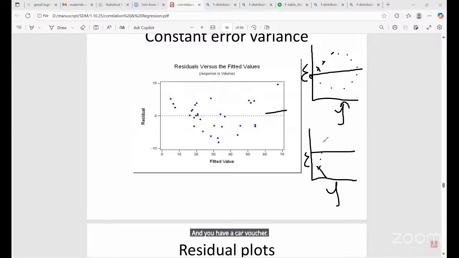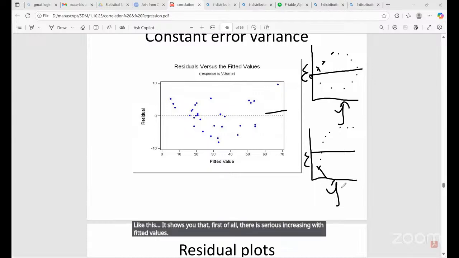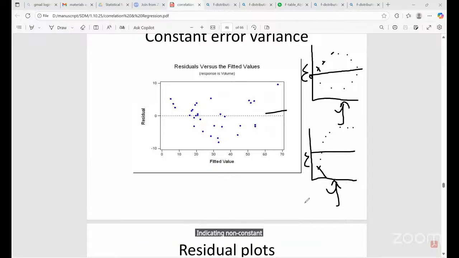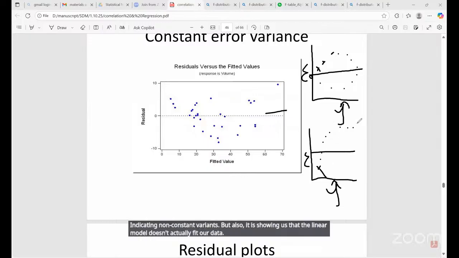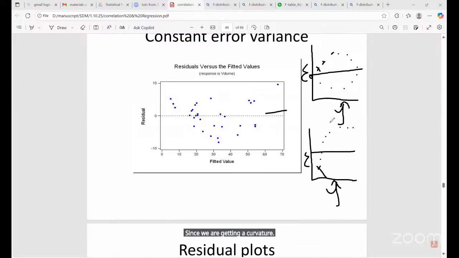Then what if you get something like this, residuals, fitted, and you have a curvature, a curve. If you get a curve like this, it shows you that, first of all, the residuals are increasing with fitted values, indicating non-constant variance, but also it is showing us that the linear model doesn't actually fit our data, since we are getting a curvature. It's telling us that we should model our data using either a quadratic or a cubic, depending on what is going to be visible.